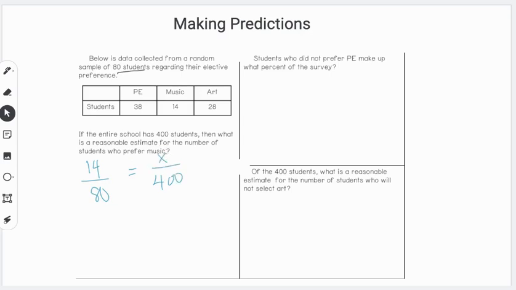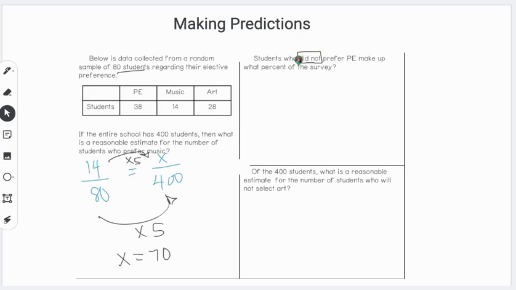All right, go ahead and solve this proportion. Right, and you should get that out of 400 students, 70 would prefer music. Right, our next question says students who did not prefer PE make up what % of the survey? Okay, so the key thing here is did not prefer PE.